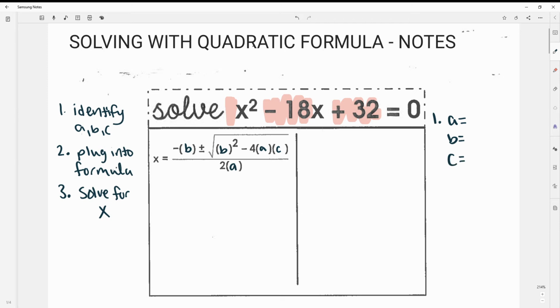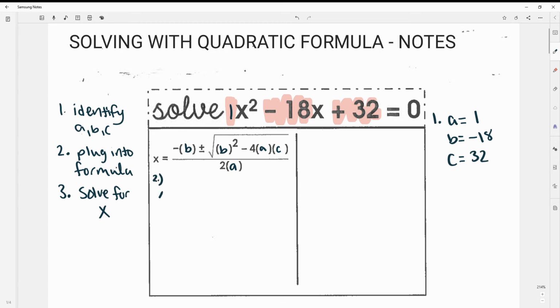A is the coefficient in front of x squared. If I don't see a number like I do here, there's an understood invisible 1 right there. B is the number in front of x, so for us that's negative 18. C is the constant, so for us that's positive 32. Alright, step 1 is done for us. Step 2, I have to plug it in, so I'm going to do step 2 over here.